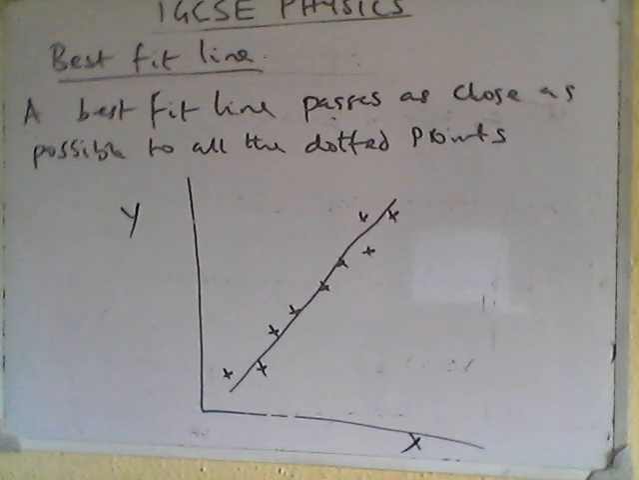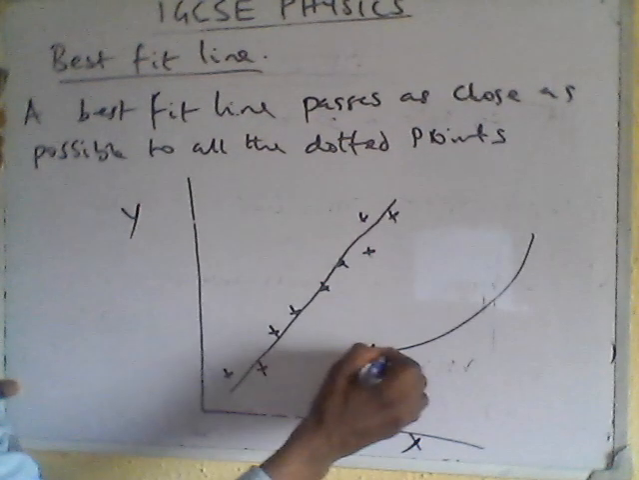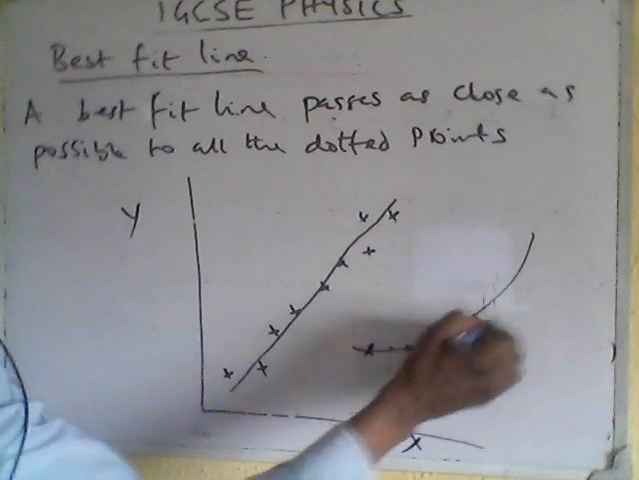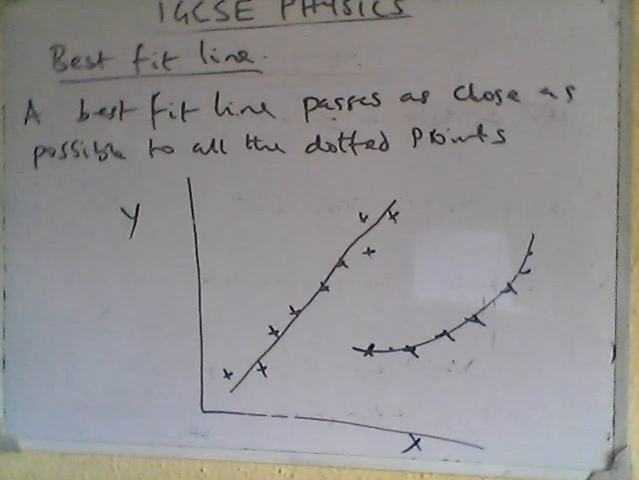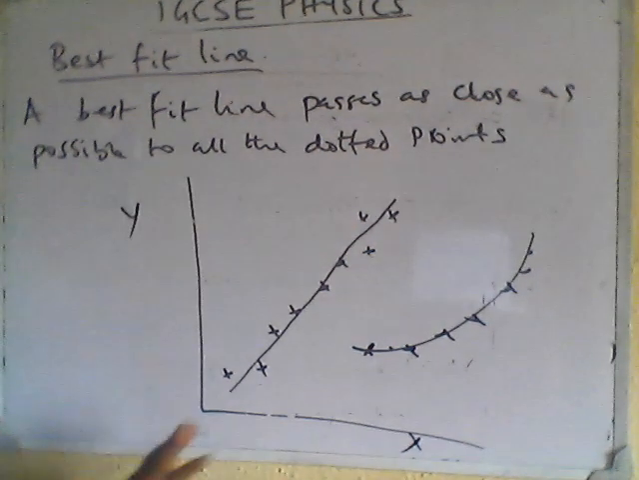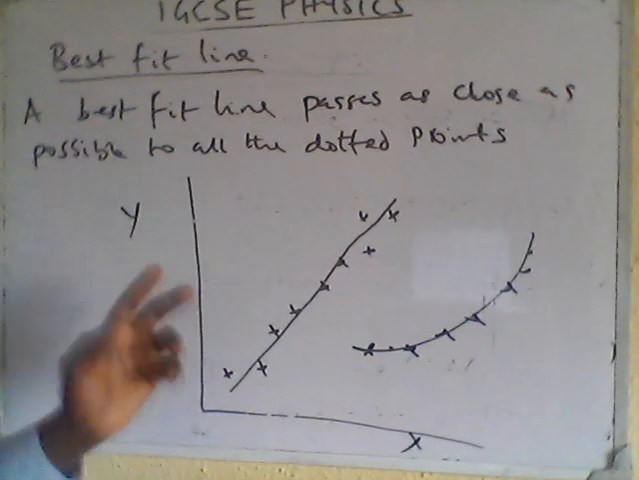If data shows a curve, draw a smooth curve. So for a curve, just draw a smooth curve on all the dotted points. Just join them with a smooth curve. But for a straight line relationship, get the best fit. The best fit has to be a line that is at the center of all the scattered dotted points.